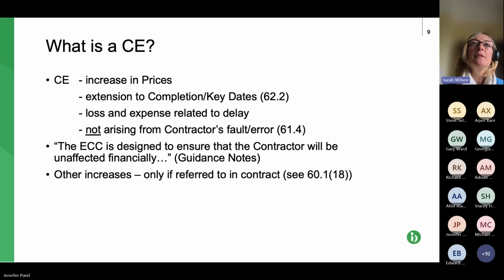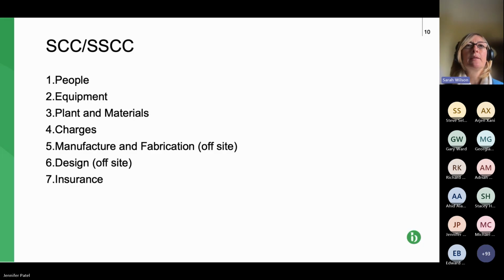But the idea also is that the paying party can't say, oh, well, you've priced this in your fixed price for X, and therefore the compensation event work will be priced on that basis. That's not how it works. So if we can move on to the next slide, please, Jen.